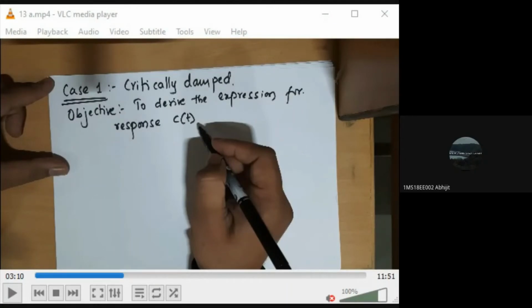It's happening because the imaginary part is very small as compared to the real part. So our zeta may be nearer to 1. You can cross verify.